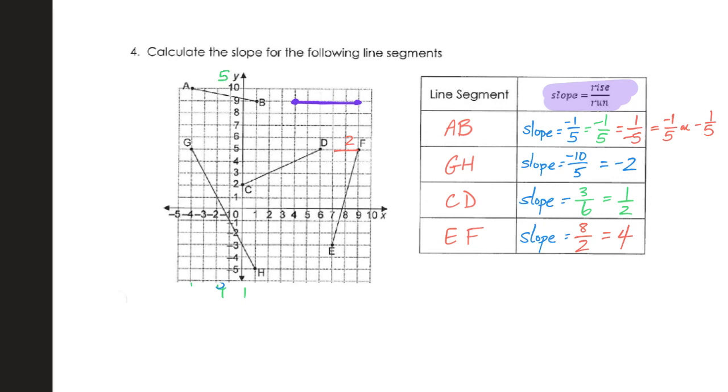Now we go FG or EF. How about I go G, H, A, B, C, D, E, F, G, H. How about I go line segment I, J? Okay. Could we calculate the slope of IJ?